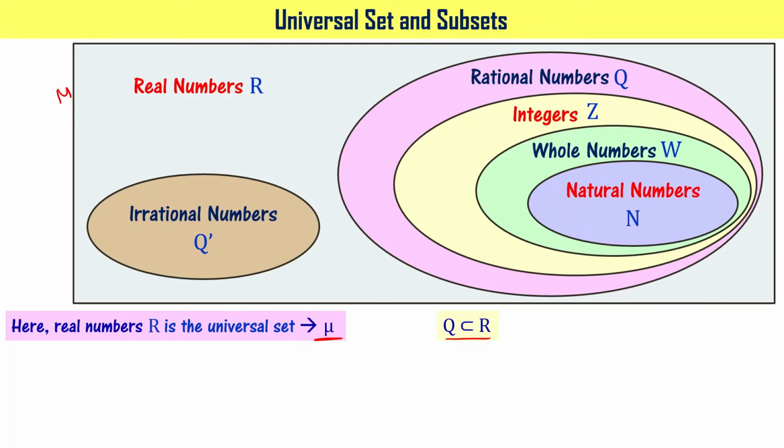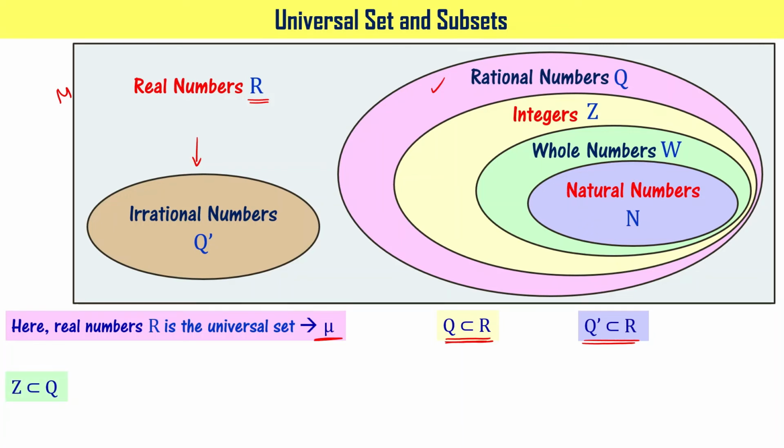Now you see Q, that is rational numbers, it is part of real numbers, right? That's why Q is a subset of R, right? Rational numbers, which is shown using this oval, is a subset of real numbers. And Q prime is also a subset of R, right? Because Q prime is part of real numbers. It is not only the real numbers, it is a certain class of real numbers called irrational numbers. That's why Q prime is a subset of R, right?